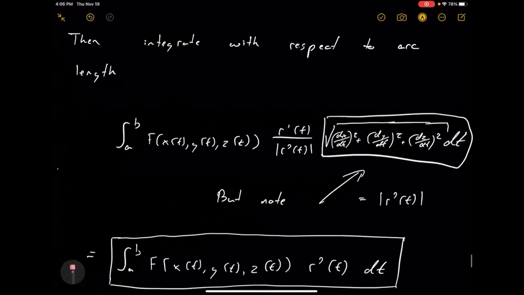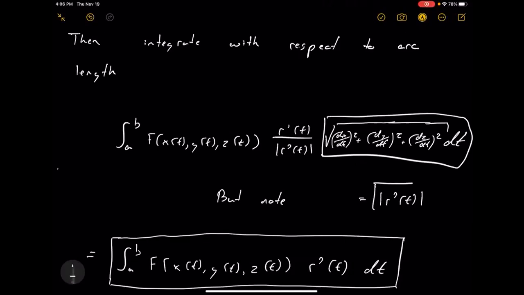So I have this arc length term here. But look at this arc length term really closely. This square root of dx/dt squared plus dy/dt squared plus dz/dt squared. Well, what is that? That is the magnitude of our tangent vector, our r prime of t. So that square root term is just the magnitude of r prime of t, and that cancels with this. So we have a nice cancellation in this case of vector fields.